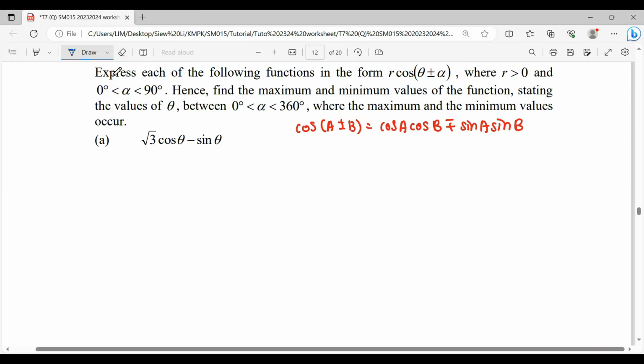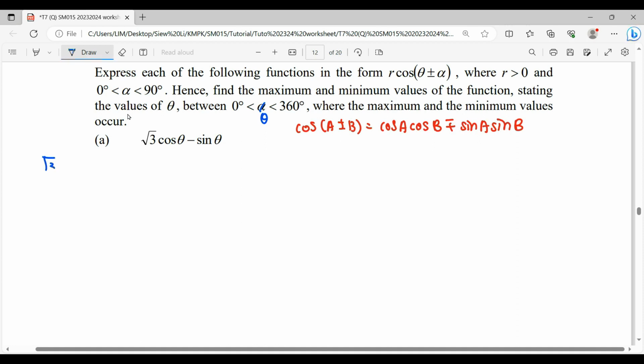Hi everyone, for this question we're going to express the following function in the form of a compound angle, where r is a positive value and alpha will be the angle in quadrant 1. Then we have to find the maximum and minimum value for the function and state the theta, between 0 and 360, where the maximum and minimum value occur.